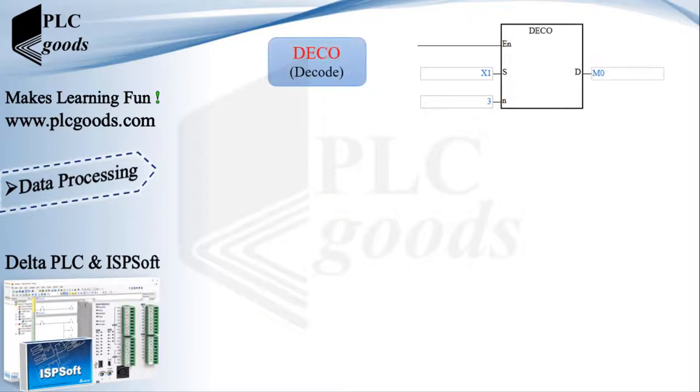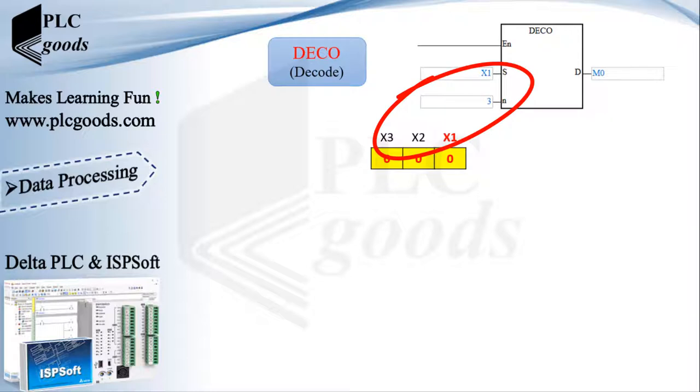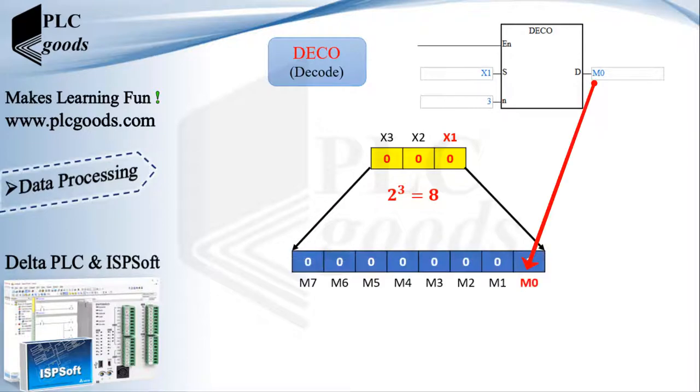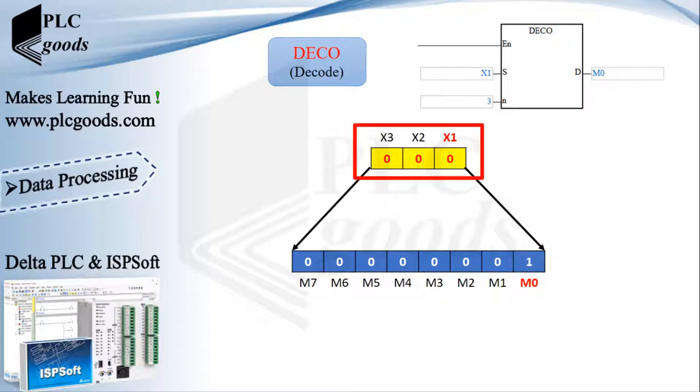The next instruction is decode. Its inputs determine some bits, either from bit or word addresses. As you know, 3 bits can be used to store 8 states, for example, to save numbers 0 to 7. So, at the output side, this instruction will use 8 bits starting from M0. The first state is that all bits are 0. In other words, the selected 3 bits have stored number 0. In this state, PLC will activate the first bit at the output side, M0.